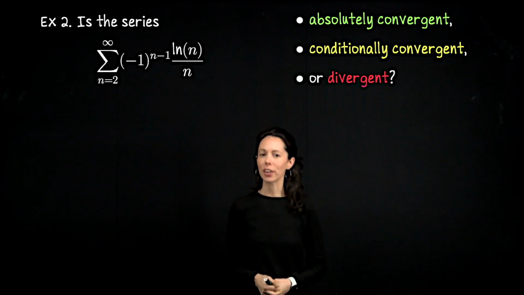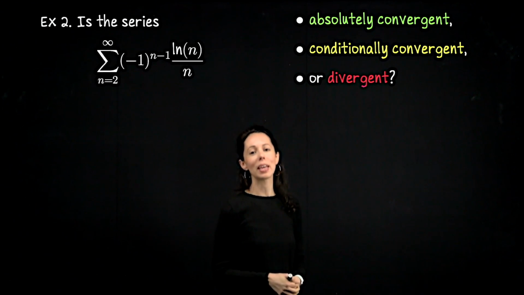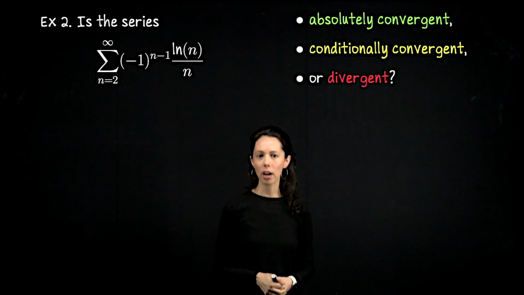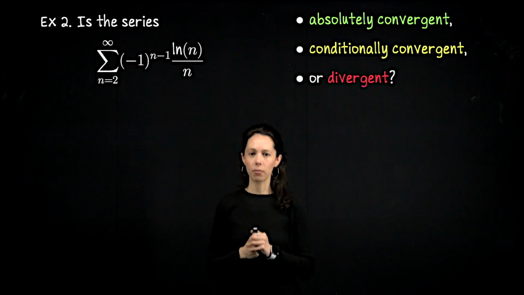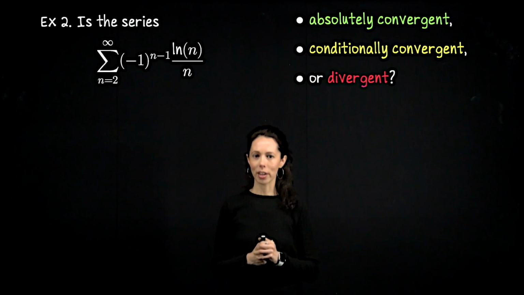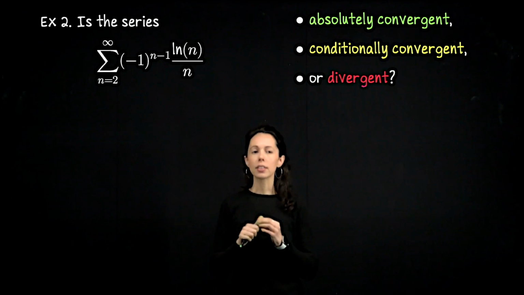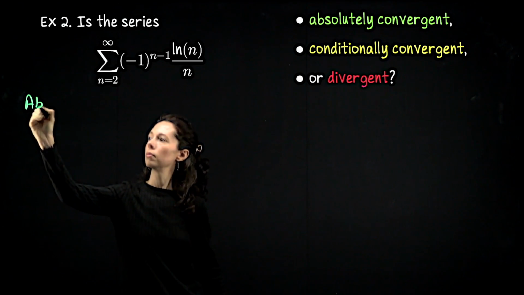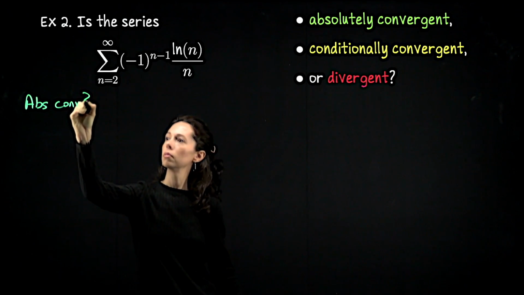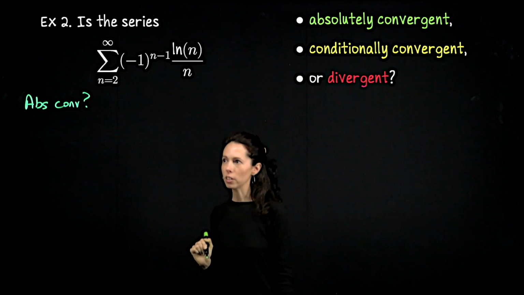Now let's look at the series whose terms look like -1 to the n minus 1 times the natural log of n over n. Once again, is this series absolutely convergent, conditionally convergent, or divergent? Let's start with absolute convergence. Okay, so let's test this first.